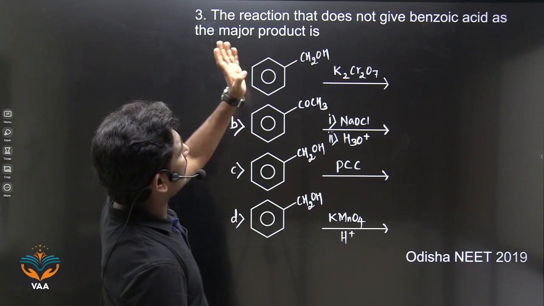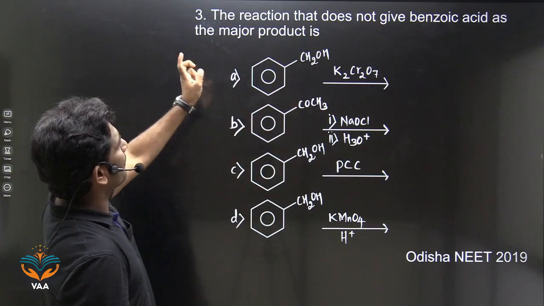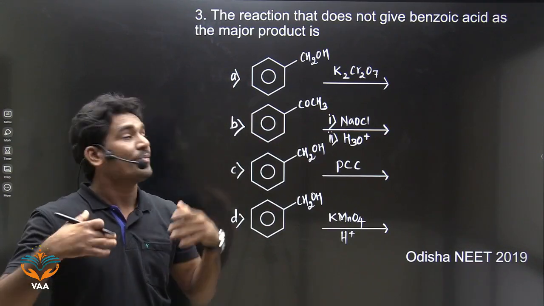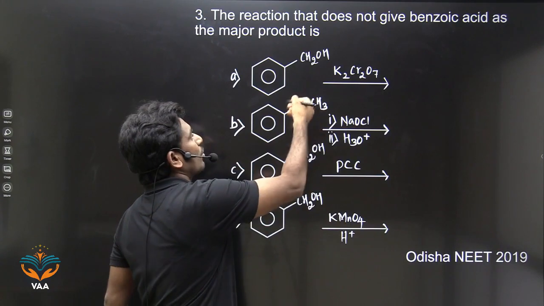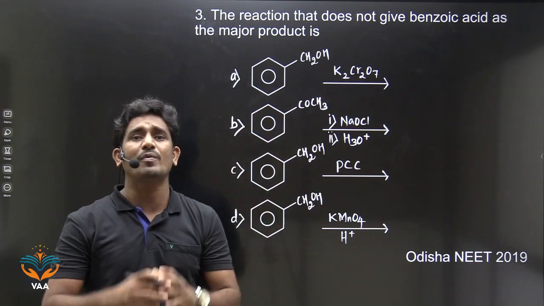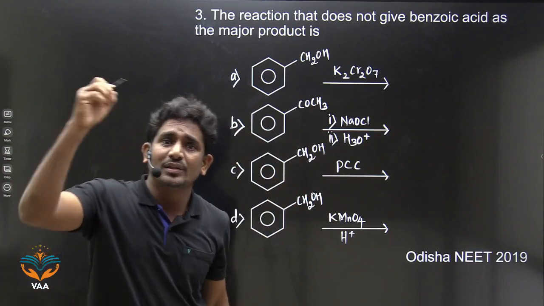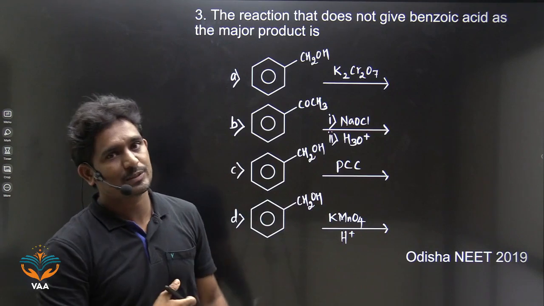The reaction that does not give benzoic acid as the major product is. So here all are alcohols given, and one carbonyl compound. Okay. So what is this? Primary alcohols, when treated with a strong oxidizing agent, give carboxylic acids, beta. Okay.